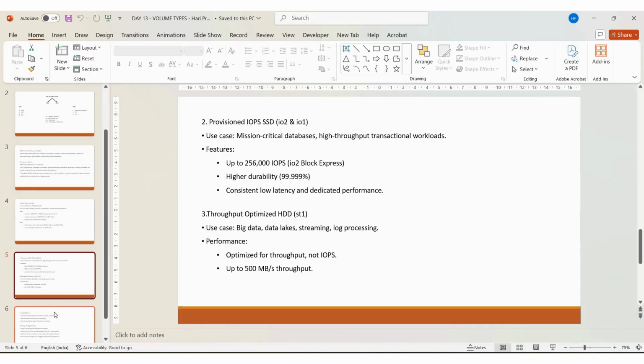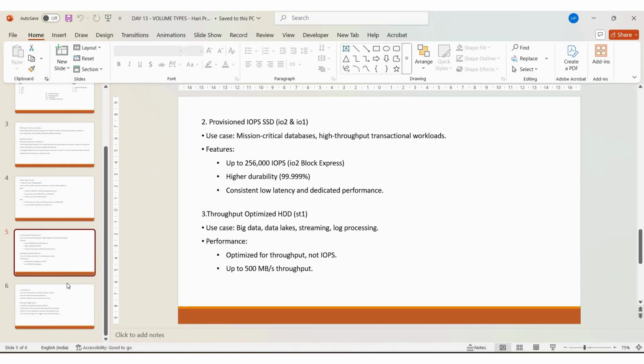For IO1 and IO2 there is multi-storage attachment. We can add an extra 4 GB volume to the root volume. If IO1 is attached as the root volume, IO2 can be attached as well. Multi-storage attachment is guaranteed by AWS. This is called multi-storage attachment.